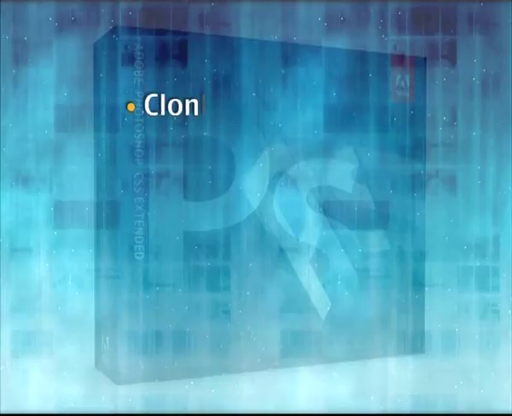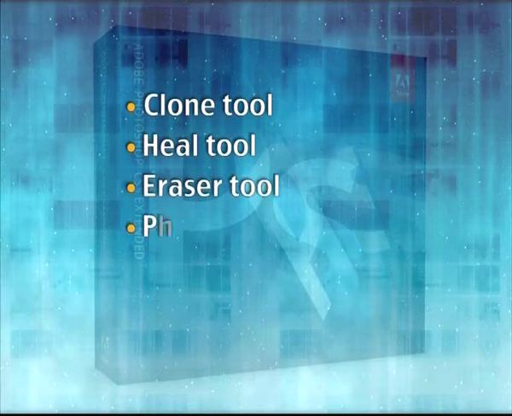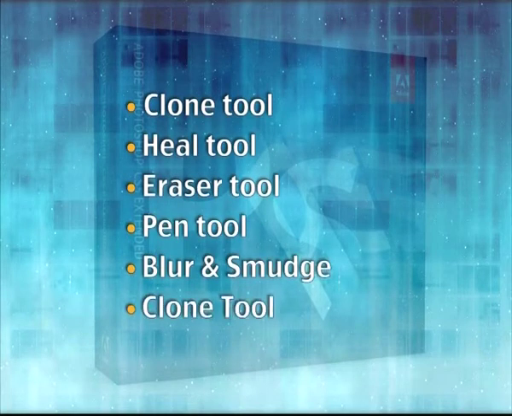We also learned about the layer option for giving essential effects to the text, layer or image. It can add shadow, glow on the edges, edge strokes, etc. And now, in this episode, we will be learning about these new tools: clone tool, heal tool, eraser tool, pen tool, blur and smudge.